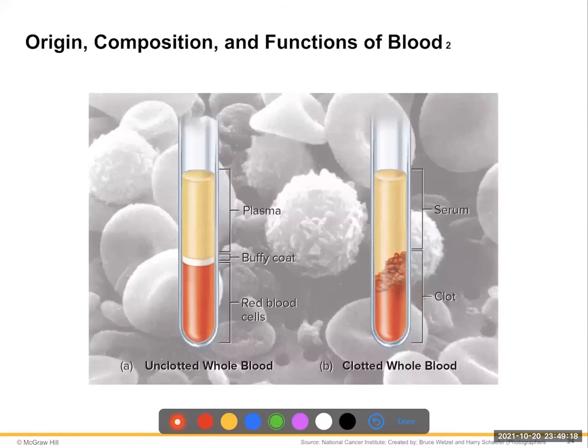So this is unclotted whole blood. Unclotted whole blood, you have red blood cells and you have plasma. And you have the buffy coat in between there, separating the two. In clotted whole blood, here's your clot, and on top of that, you have your serum. Serum is everything minus its clotting factors. Plasma minus the clotting factors.